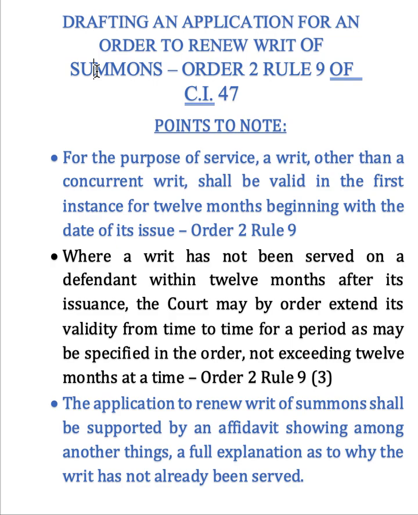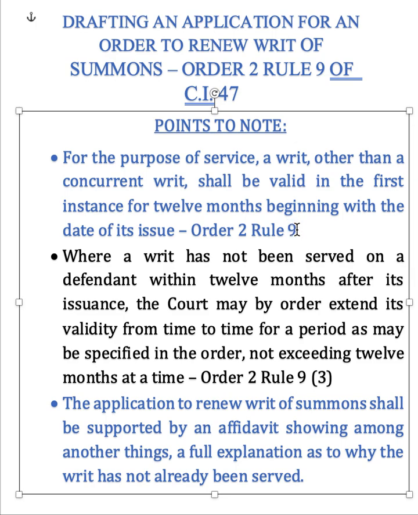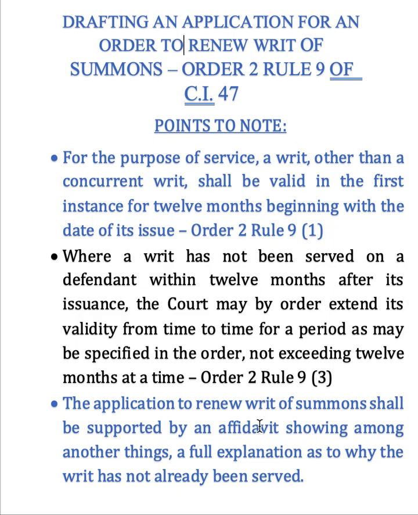The first point to note is under Order 209 of the CI 47. Order 209 Sub-Rule 1 provides that for the purpose of service, a writ other than a concurrent writ shall be valid in the first instance for 12 months, beginning with the date of its issue. It means that once a writ of summons has been issued, for the purpose of service, it shall be valid in the first instance for 12 months. What happens if the writ has not been served within 12 months?